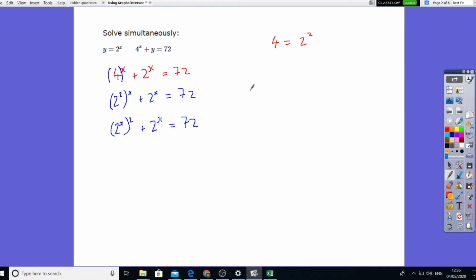The reason I've done this is that now I can let m equal 2^x, and by letting that equal 2^x, you can straight away see I'm going to get my hidden or disguised quadratic. That's m squared plus m equals 72. Now all I need to do is bring that to one side, so I get m squared plus m minus 72 equals 0. What makes 72 is 8 and 9 with a difference of 1. 8 times 9 is 72, so we can factorize this, put m in each bracket and put the 8 and the 9 there. One is going to be positive and the other negative.